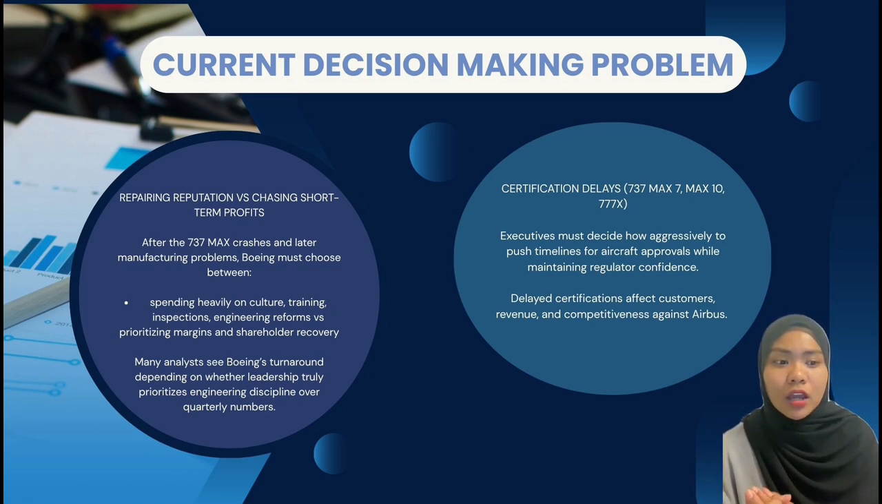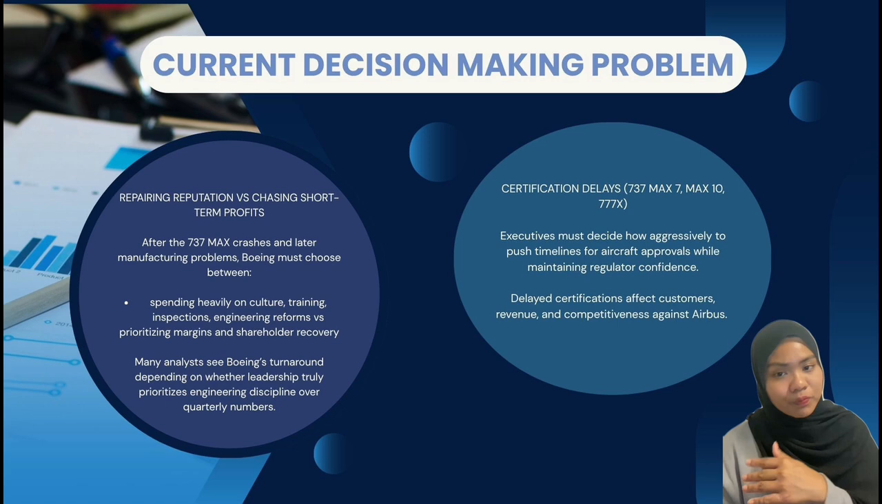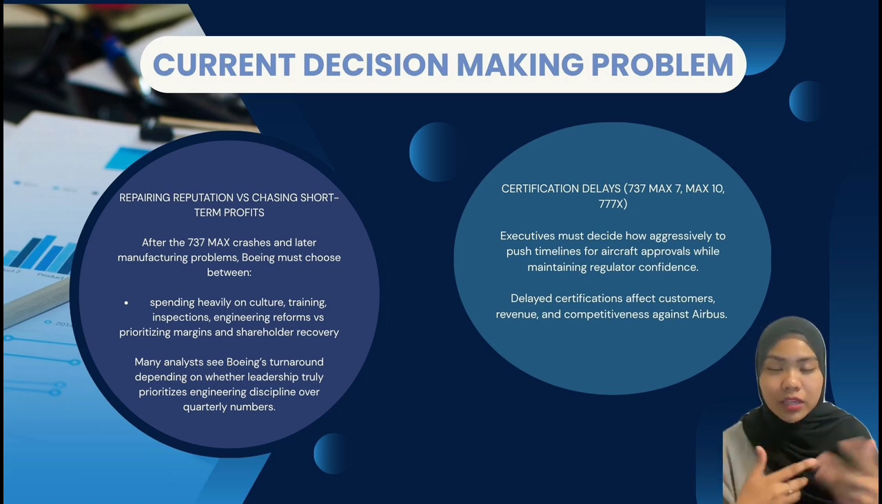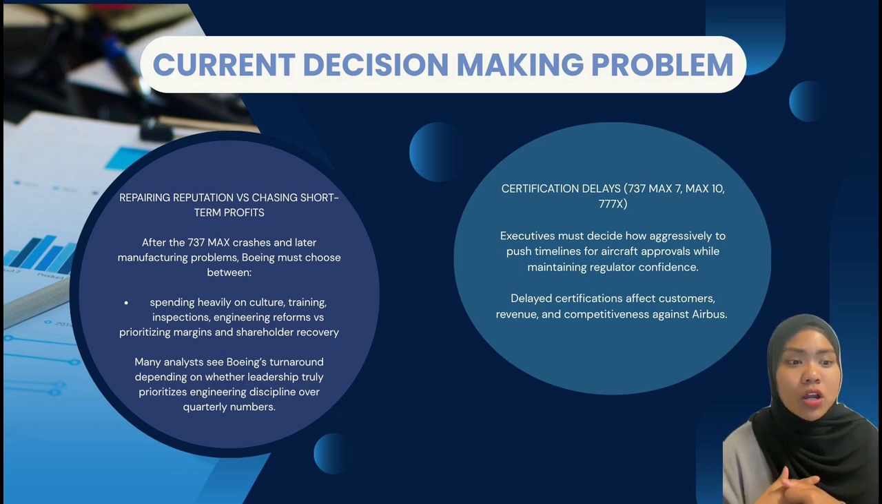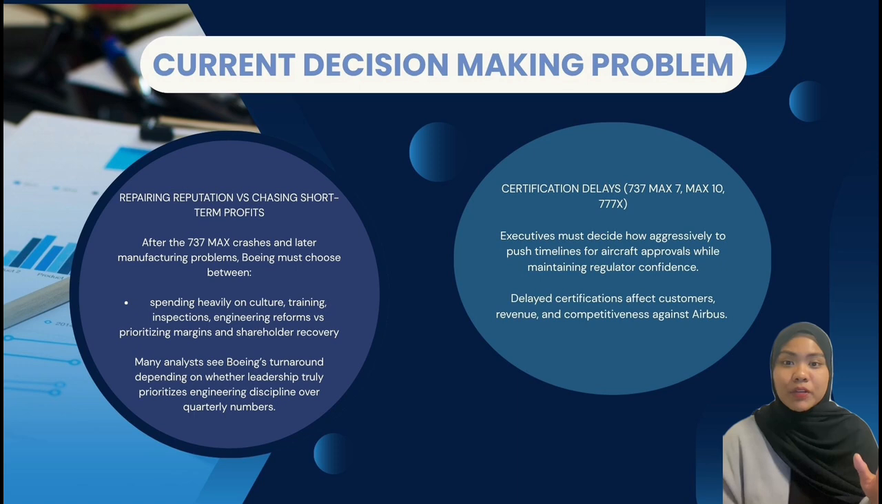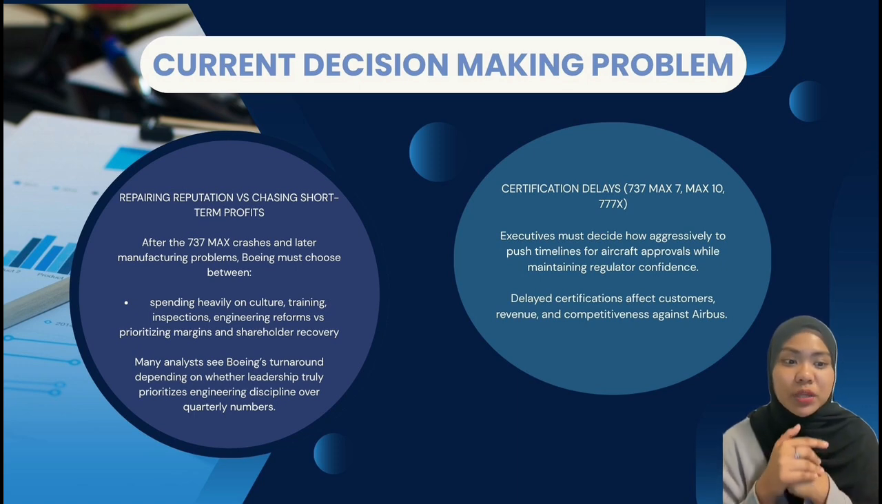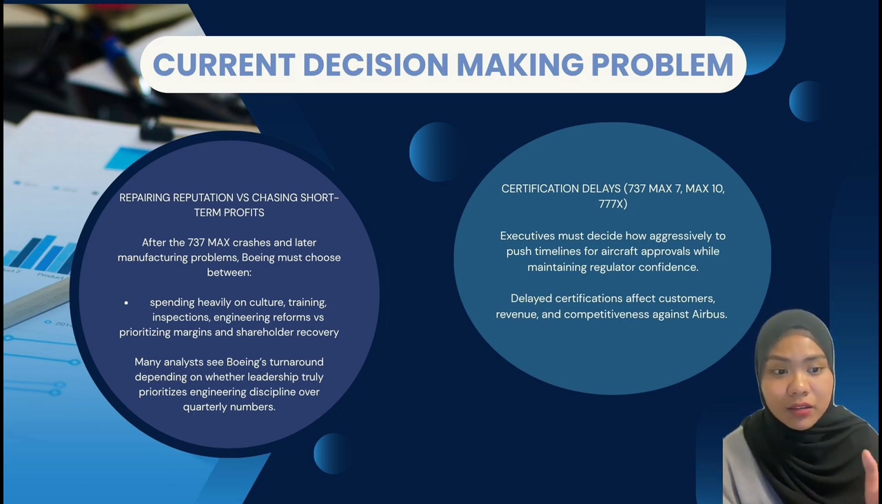Like, they need to push aggressively to save their business and keep Airbus from taking their clients, or just accept their painful financial loss, or let the inspectors take all the time they need.